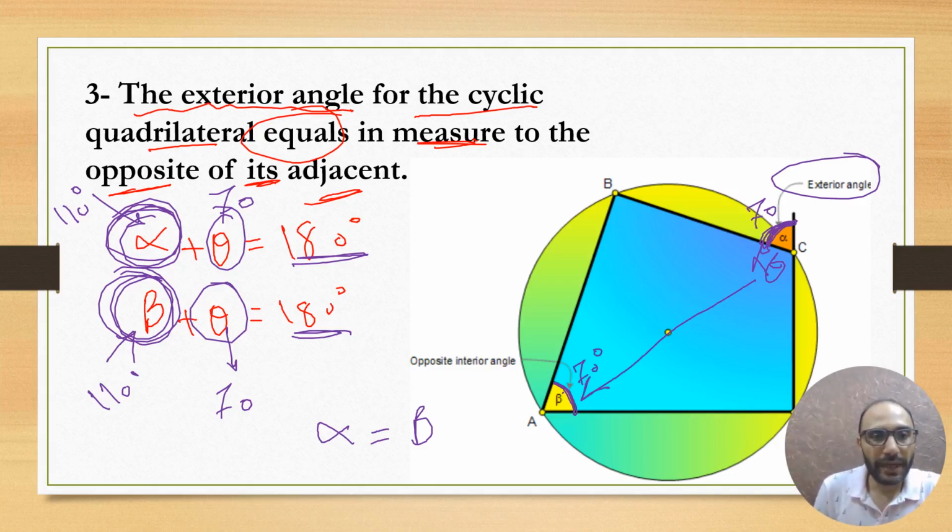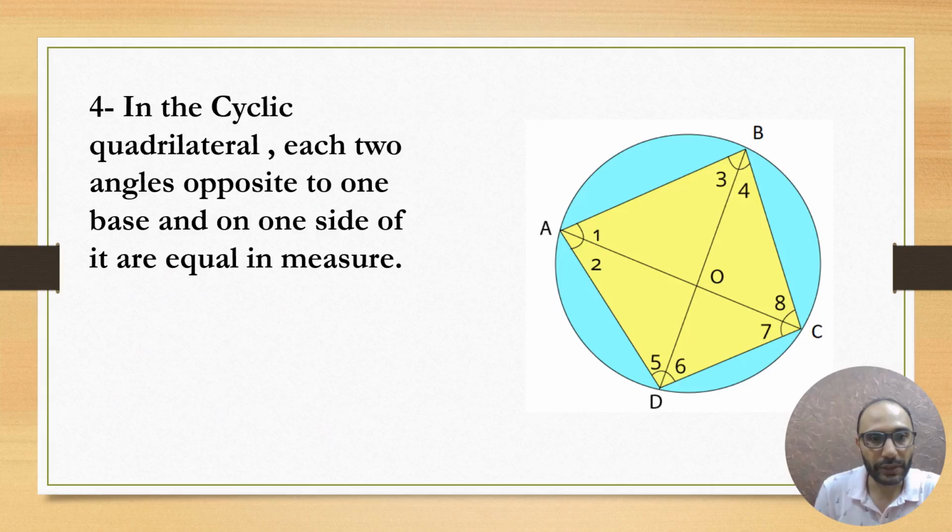Now let's go to the fourth one of the properties of the cyclic quadrilateral. In the cyclic quadrilateral, each two angles opposite to one base and on one side of it are equal in measure. In any quadrilateral, you can take, let's say, DC, one of the four bases or the four sides of the cyclic quadrilateral. You see this line, BC, or this base of the quadrilateral.